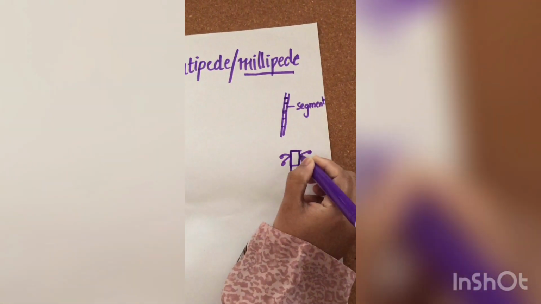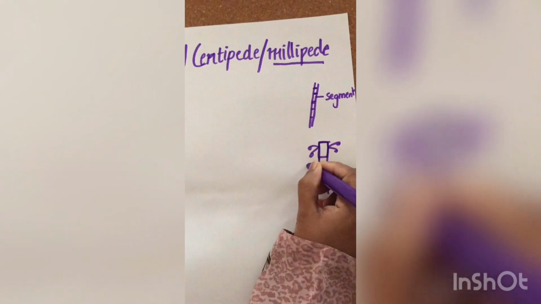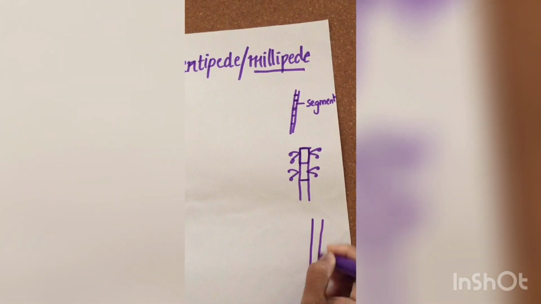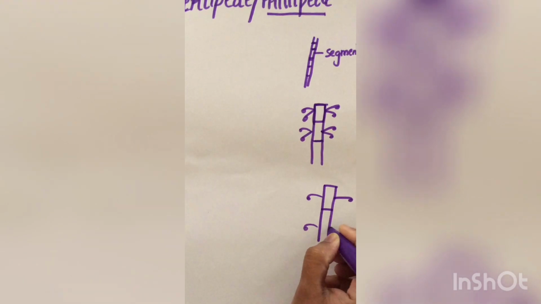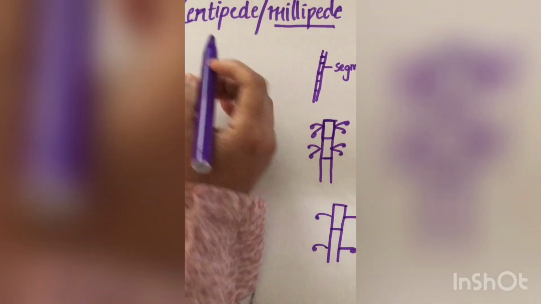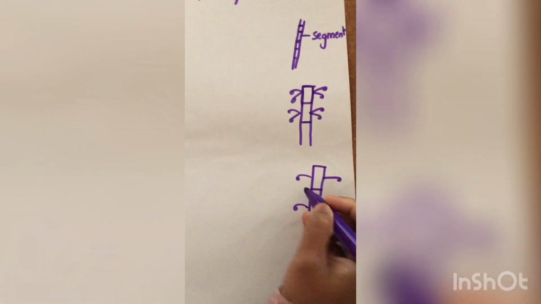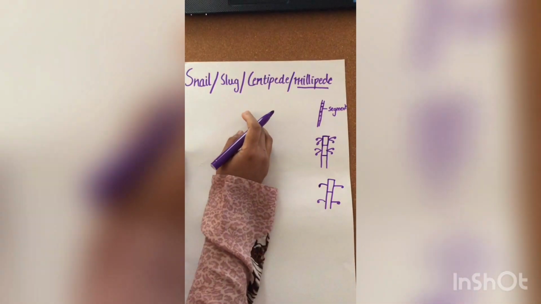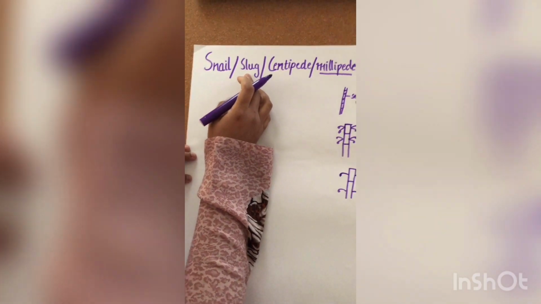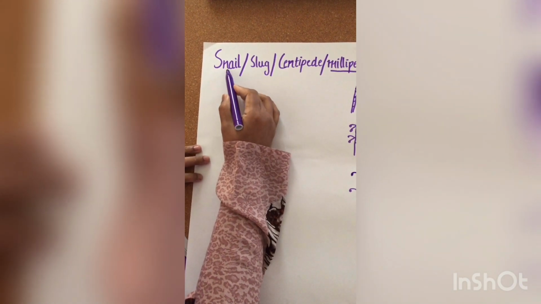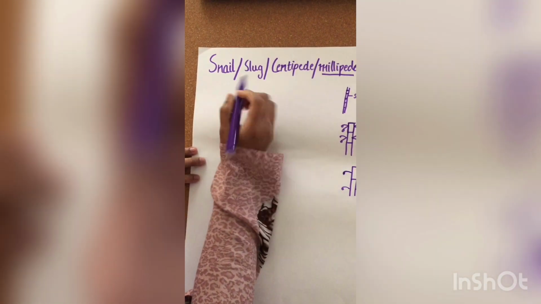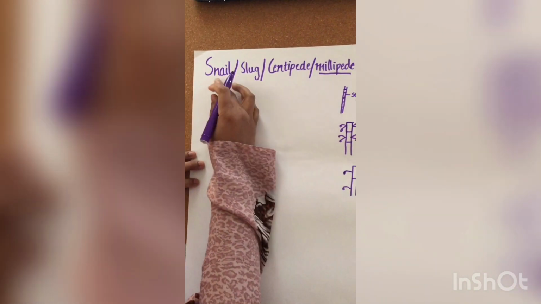It has 2 pairs of legs on each side. Okay, but whereas centipede, it has only 1 pair of legs on each side. So this is a unique characteristic of centipede and millipede. And then for snail and slug, as you already did, the snail has a shell, slug doesn't have. Both are of the same family, but the only thing is that this has a shell and this doesn't have. So this key is enough for us to solve it.